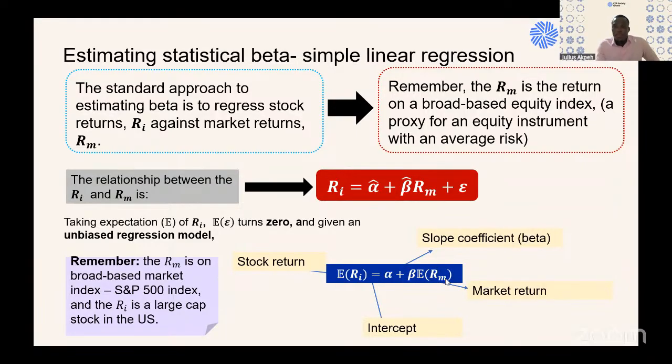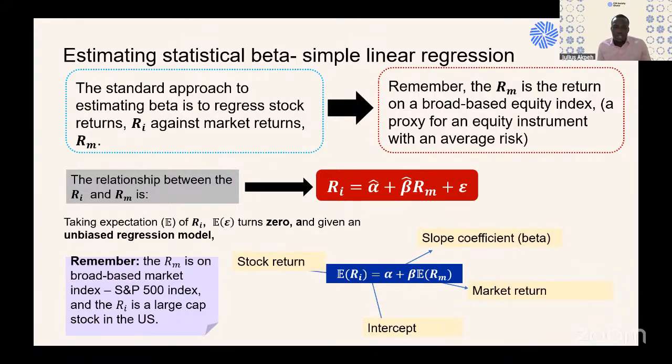It's clear here. Now, the expectation of the error term is 0, because the expected value is more like the average. The expected value of the error term is 0. In other words, the average error term is 0.